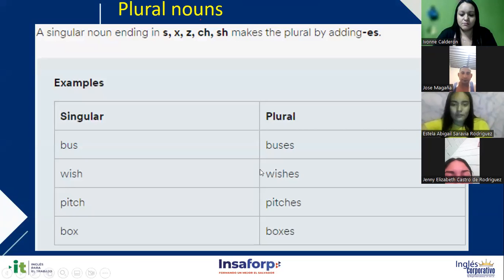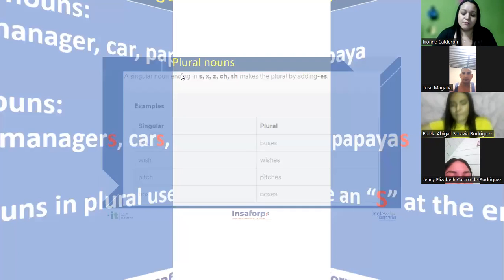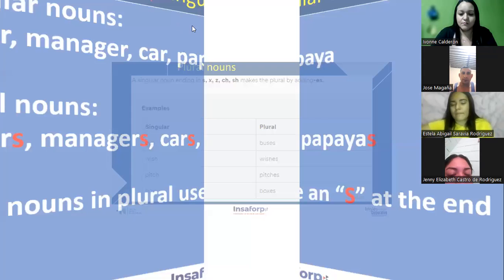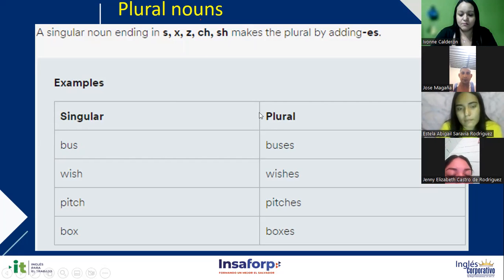But here we have some example of nouns that we have ES. A estos nombres, en lugar de agregarle una S, le vamos a agregar ES, okay? So, for example, the nouns that end in S, X, Z, CH, and SH, right? Todos los nombres singulares que terminen en estas letras, le vamos a agregar ES, okay? So, bus, buses. Wish, wishes. Peach, peaches. Box, boxes, right? Okay? A la mayoría le agregamos S. Pero los que terminan en S, X, Z, CH y SH, le vamos a agregar ES, okay?